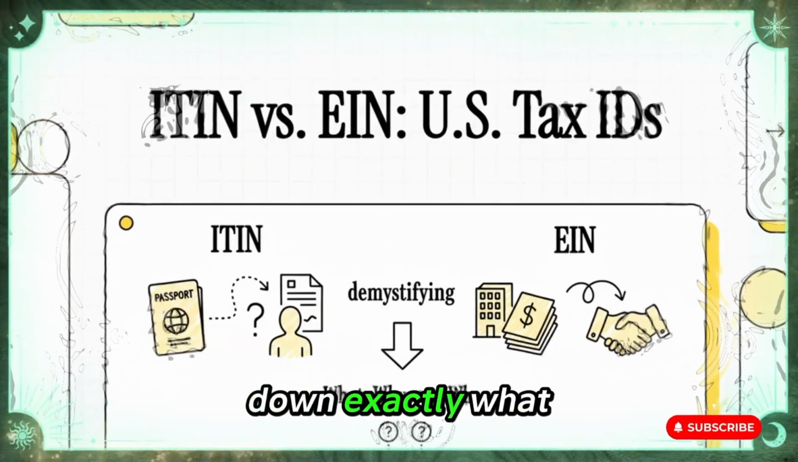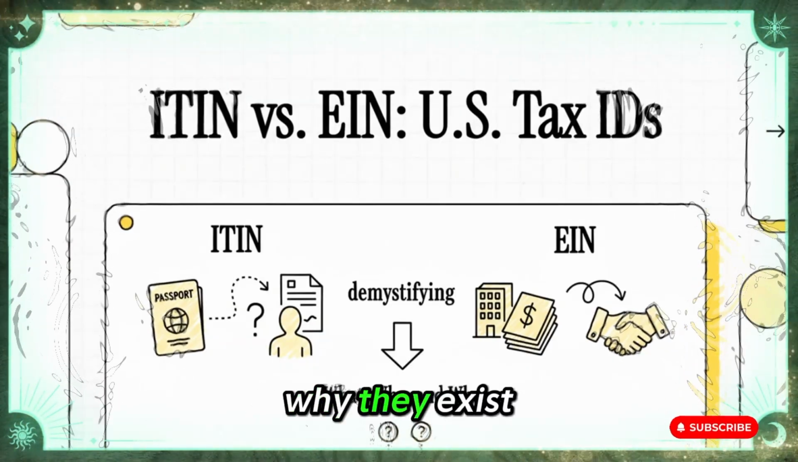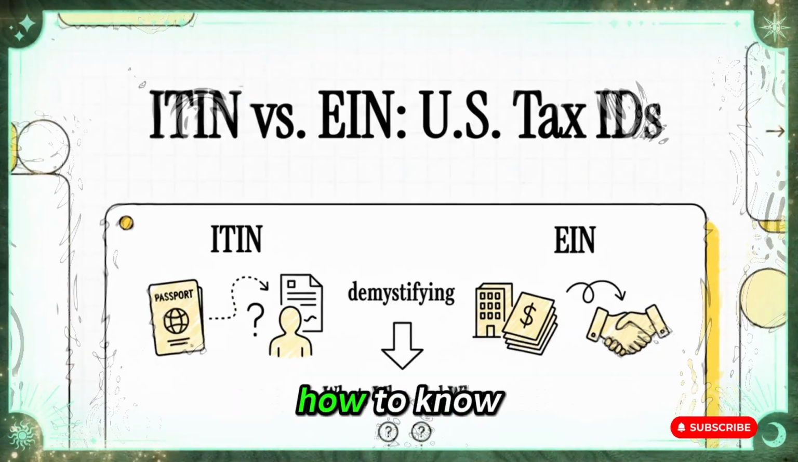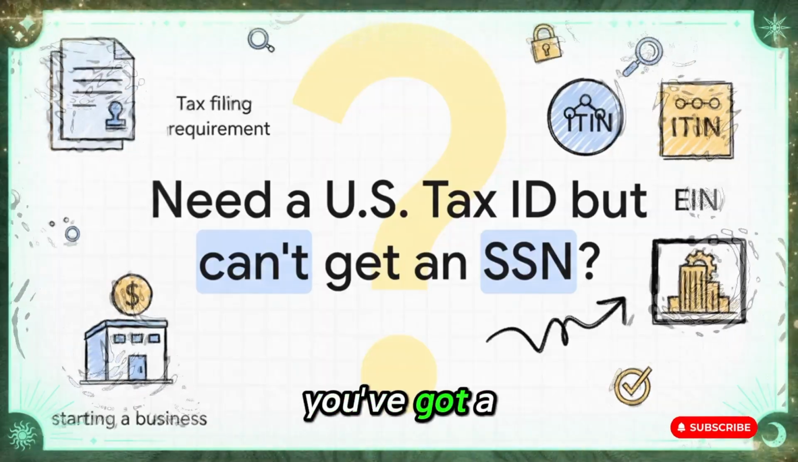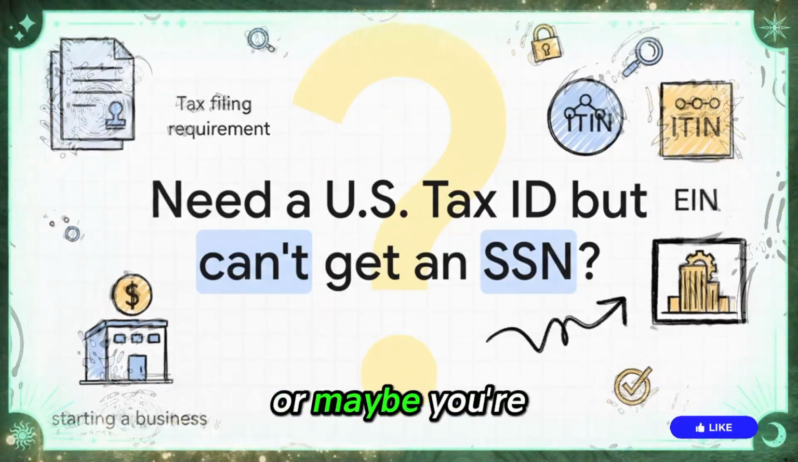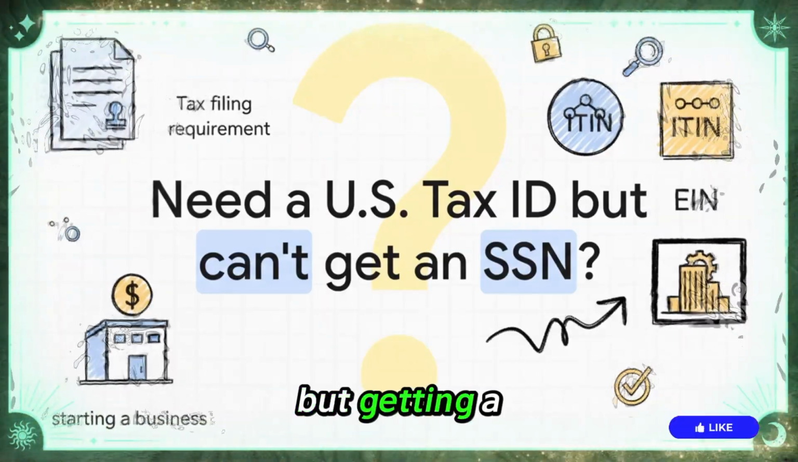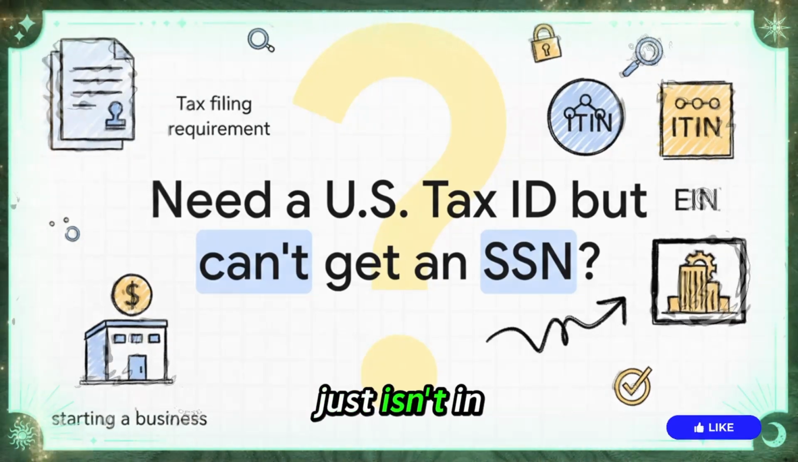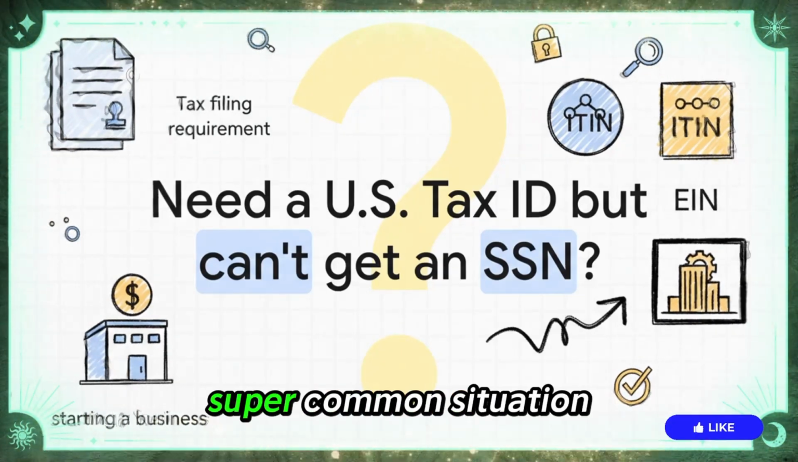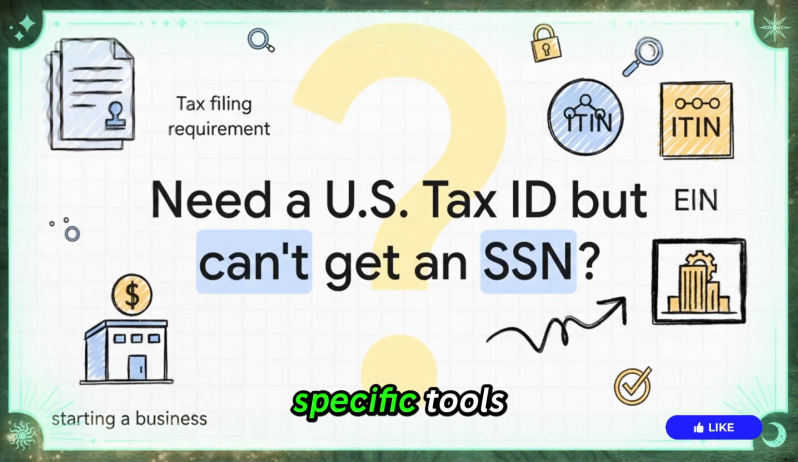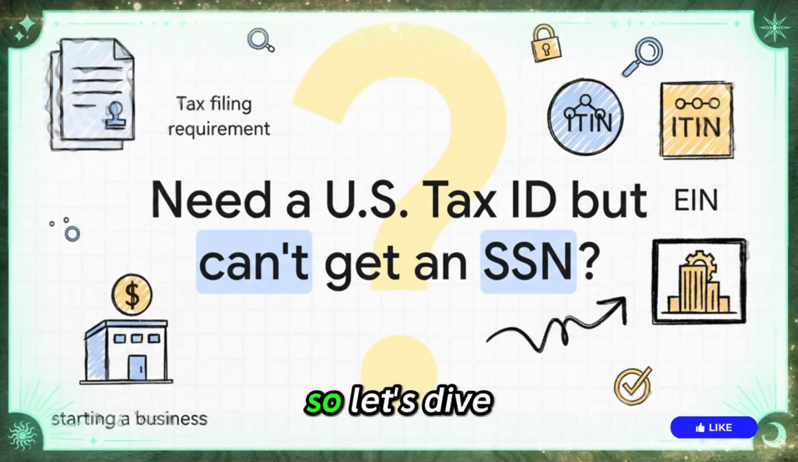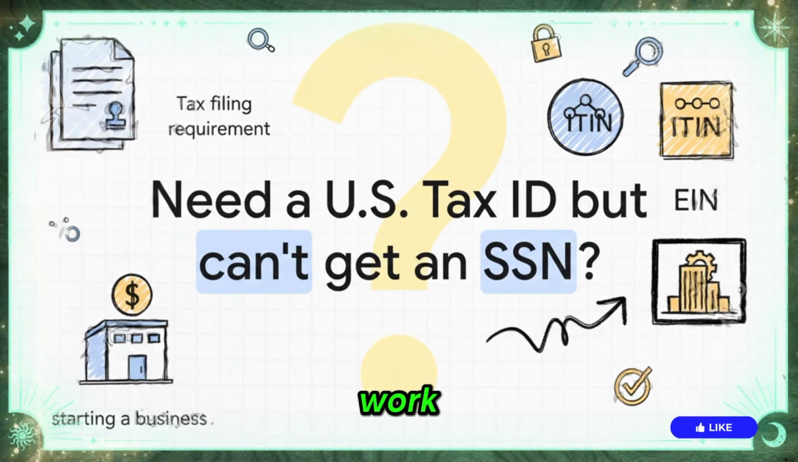We're going to break down exactly what they are, why they exist, and most importantly, how to know which one you actually need. So, let's say this is you. You've got a US tax filing to do, or maybe you're starting a business here, but getting a social security number just isn't in the cards. This is a super common situation, and thankfully, the IRS has created specific tools just for this purpose. So let's dive in and see how they really work.